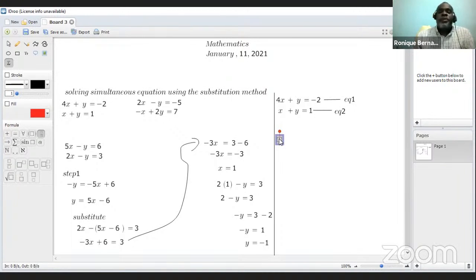Now, we're going to rearrange. Let us try and rearrange equation 1. I'm going to rearrange both of them to show you that it doesn't matter which one you rearrange first. All right, let's go. Now, if I rearrange equation 1, I'm going to end up getting y equal to negative 4x minus 2.